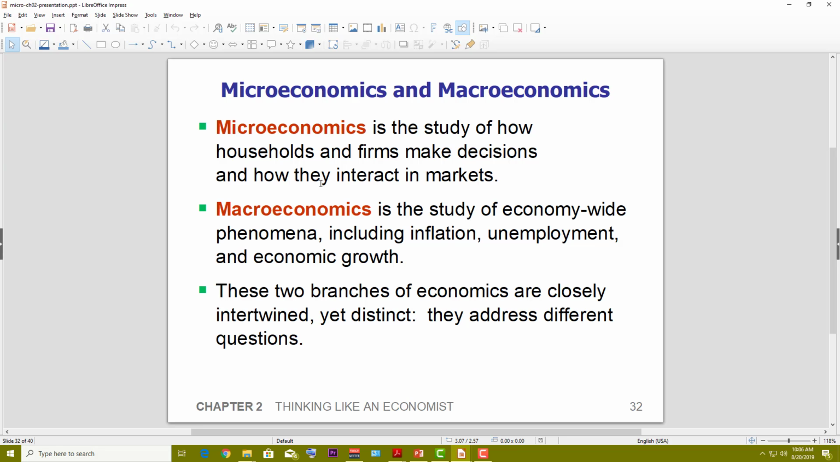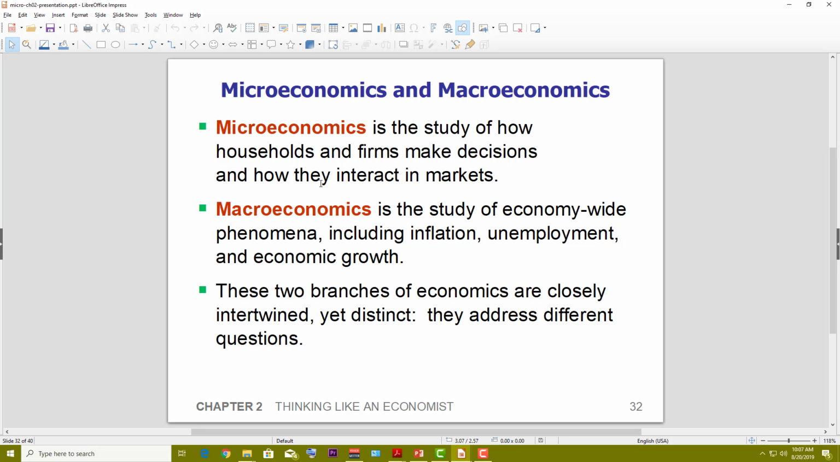So if you're studying microeconomics, you are going to be focusing on individual households, individual firms, and how they make economic decisions, and how they interact in the market for labor and the factors of production. So microeconomics deals with the individual household or the individual firms within the economy. You're going to look at how your own household makes economic decisions. That's microeconomics.